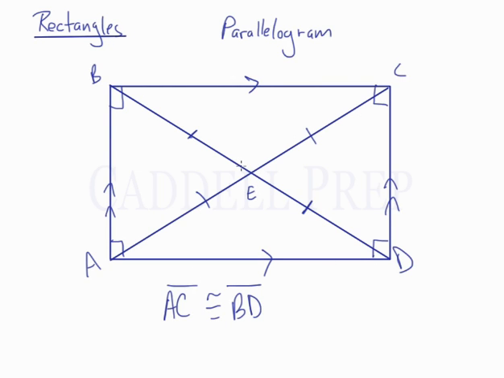Then of course we have vertical angles here, so this angle is congruent to this angle, and this angle is congruent to this angle. So we have four isosceles triangles, and this triangle BCE is congruent to triangle AED. And then these two isosceles triangles here, ABE, is congruent to this isosceles triangle DCE.